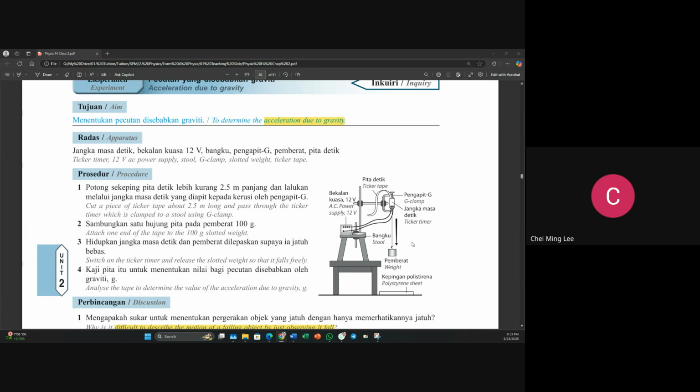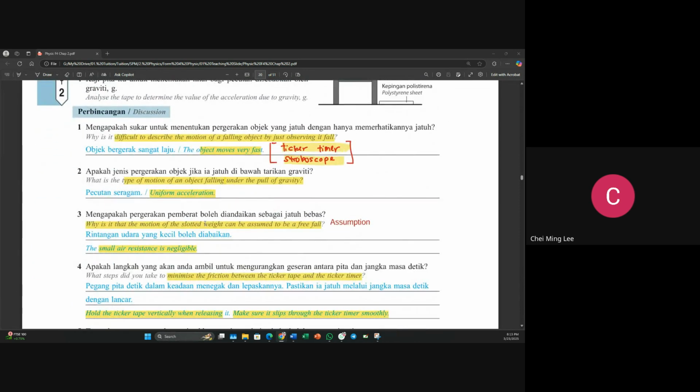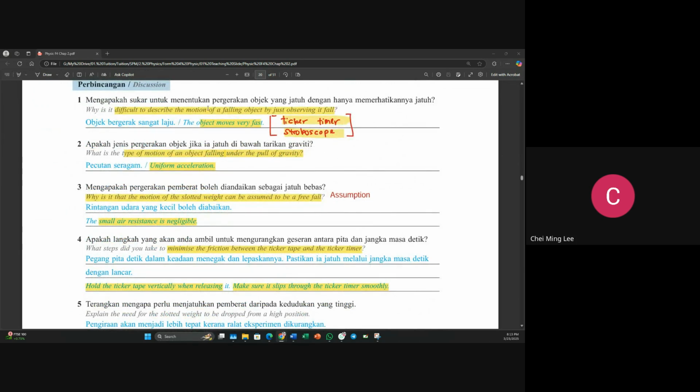Okay. All right. So next, let's see. Why is it difficult to describe the motion of a falling object by just observing the free fall? Because the object moves very fast. That's why you can't use your eyes to check it. So what is the type of motion of an object falling under the pull of gravity? We call the motion uniform acceleration.